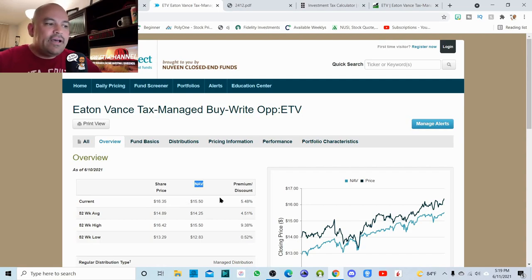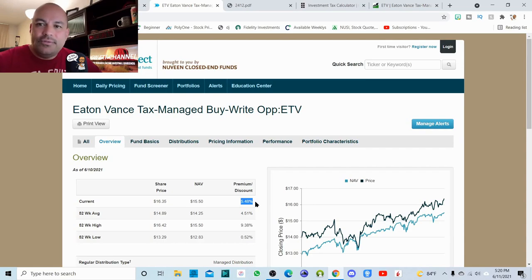The net asset value, though, that's all the value of the fund, what it holds, is only $15.50. So closed-end funds trade at either more than the net asset value or less than the net asset value, depending upon the shareholders and supply and demand. So currently, if you're buying today, you're paying 5.48% more than the asset value of the fund.